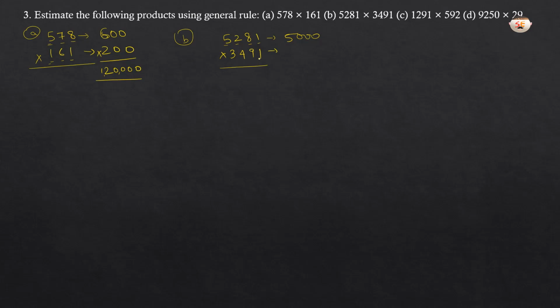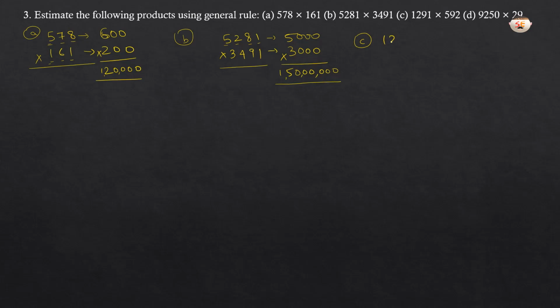Similarly, we have to round off 3,491 correct up to the 1000th place. We will get 3,000. After rounding off, we will multiply these two numbers and get the result, that is 5 threes are 15, and the number of zeros is 6. Therefore the final result is 1 crore 50 lakh.